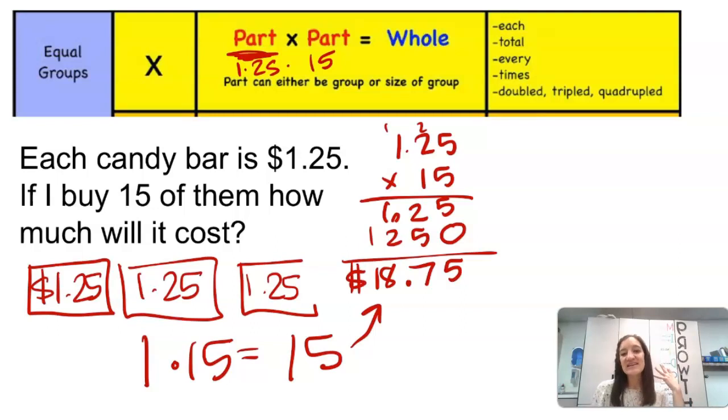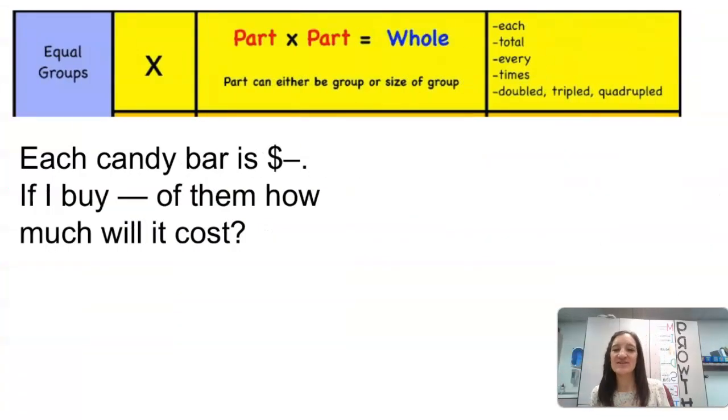So that is an idea of when you know you're going to multiply. If you're doing something over and over again, instead of just adding and adding and adding, just multiply it however many times you need to.